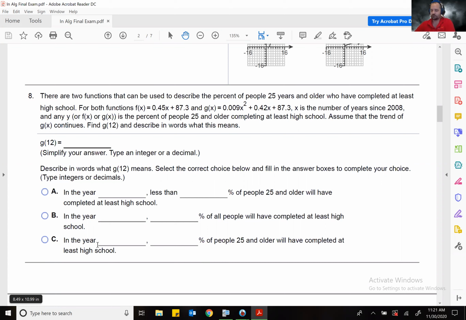2020, 93.636% of people 25 and older will have completed at least high school.